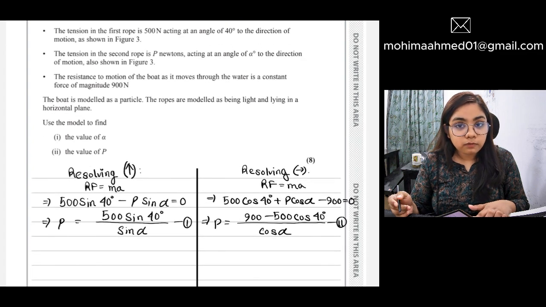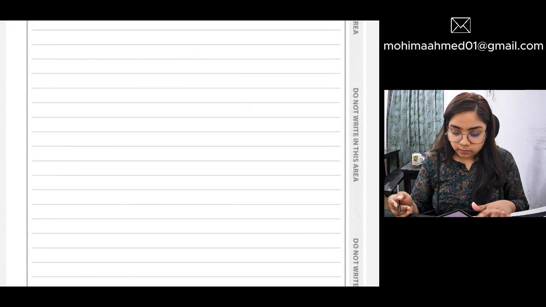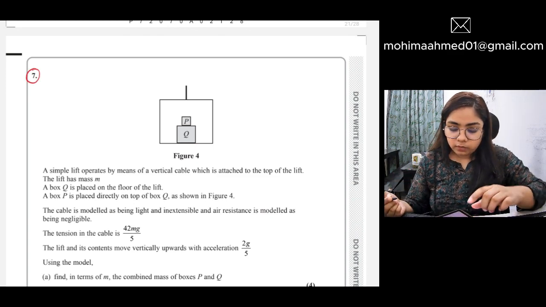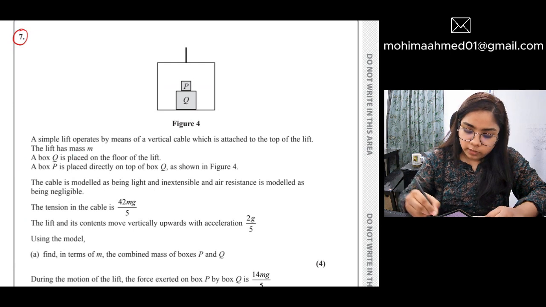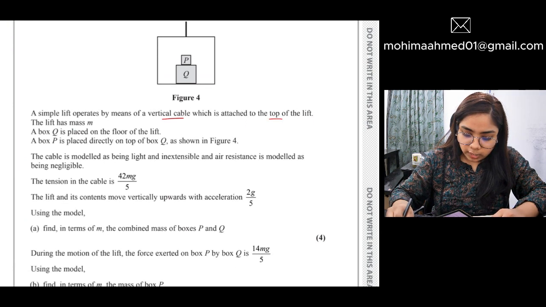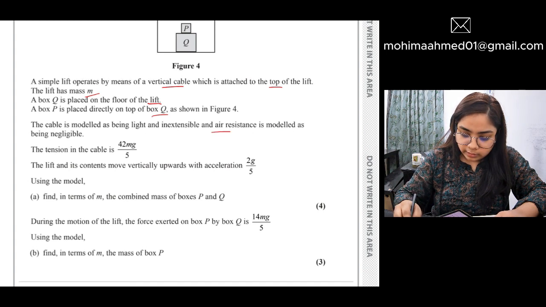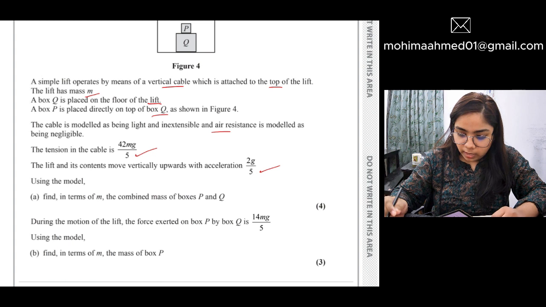I hope question 6 was clear for all of you. We'll move on to question 7 quickly. Question 7 is about connected particles. We have P and Q at the base of a lift. A simple lift operates by a vertical cable attached to the top of the lift, and the lift has a mass of m. The box P is placed on the floor of the lift, directly on top of Q, and the cable is modeled as a light inextensible string, and air resistance is neglected. The tension in the cable is 42/5 mg, and the lift, as it ascends vertically upwards, has an acceleration of 2/5 g. We need to find, in terms of m, the combined masses of P and Q.